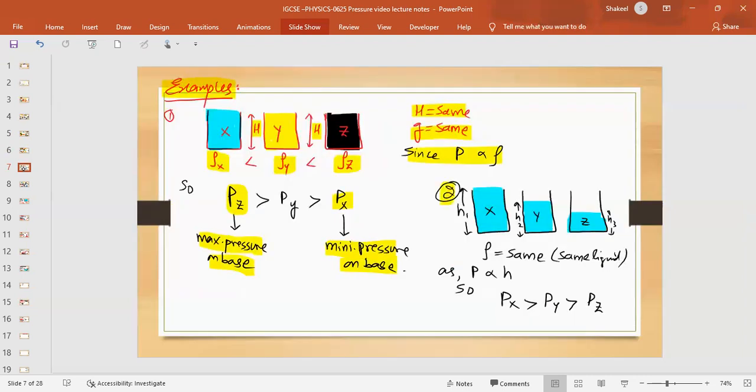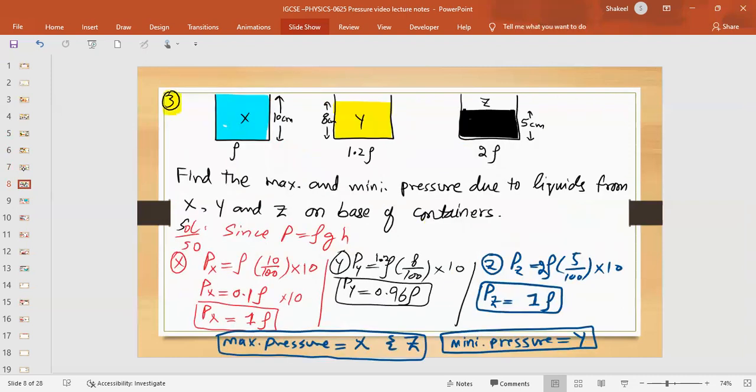Let's look at example 2, where we have to use the same liquid, like with the same density as the bluish color, but the height is different. For X, it is H1, which is maximum. For Y, it is H2, and for Z, it is H3. So as X is having the greatest height, that's why the X pressure is highest, and Z is having the least height, that's why its pressure is least. Okay, moving forward to another example.